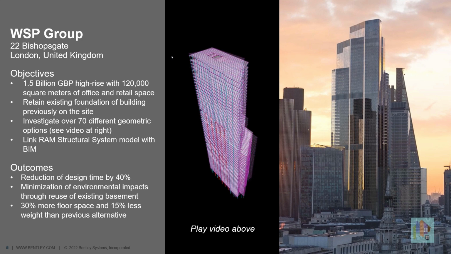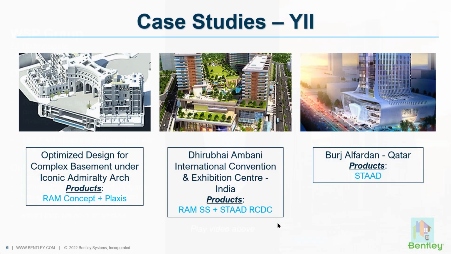You can find several other projects there. If you just go to the Bentley site and search for the YII, you can find several other projects that have already been published and sanctioned, and some of these buildings are already constructed. For example, one is the Admiralty Arch in the UK, where RAM concept and Plaxis were used to build a new basement. It's a multi-story basement that they constructed just below this iconic arch.